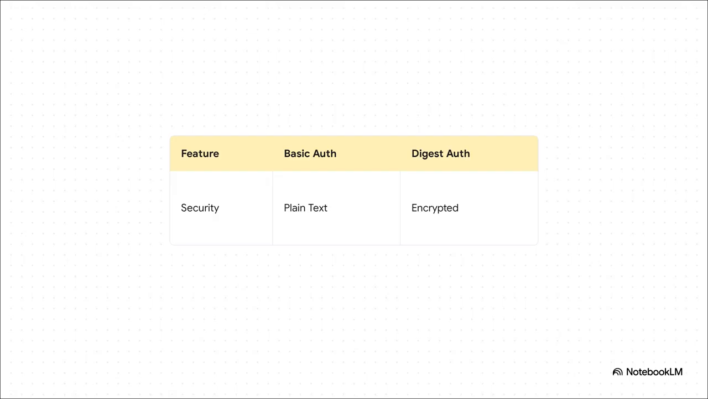The simplest forms you'll see are basic and digest auth. And the big difference here is security. With basic auth, your username and password are just sent in plain text. Super easy to set up, but not very secure. Digest auth adds a simple layer of protection by scrambling or hashing your credentials before they're sent, which makes it a bit safer if someone's snooping.